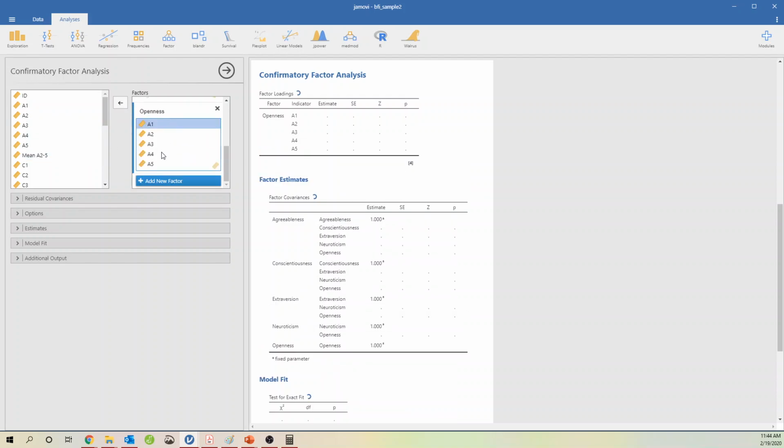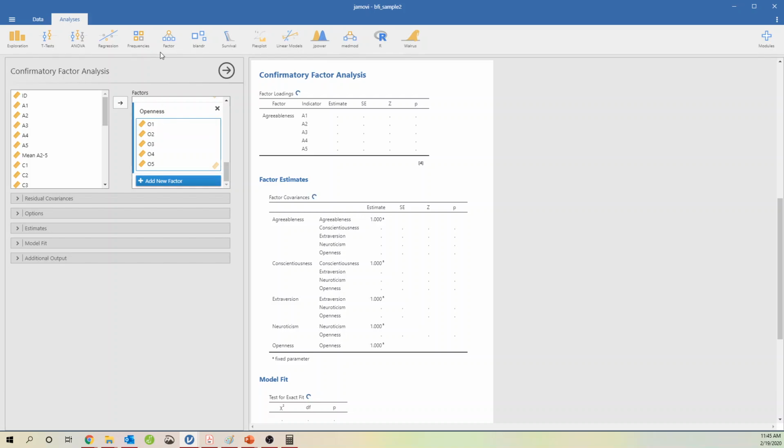And whoops, I'm accidentally putting the wrong ones in there. Put those where they go. All right, let's try that again. Conscientiousness has these 5. Extroversion has the next 5. Neuroticism, next 5. Openness, next 5.